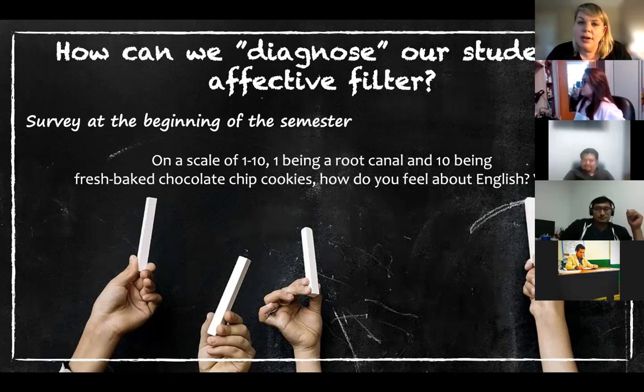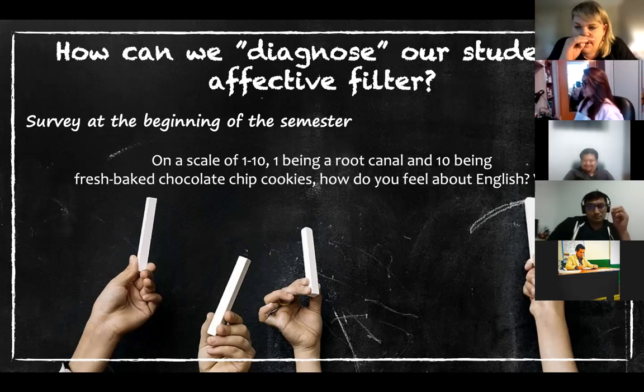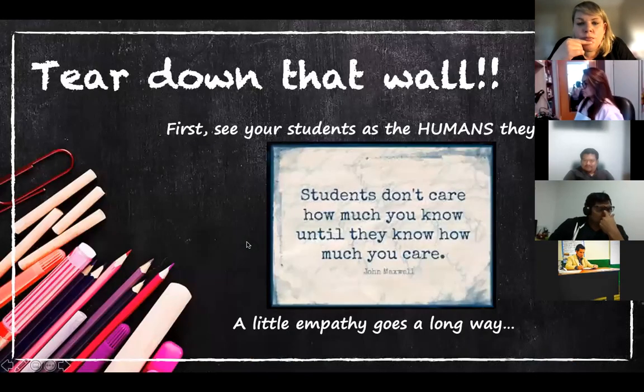Because if your students already have a low affective filter, then you're good. But if they have a high affective filter, then you're going to have to work on not only giving them comprehensible input, but also lowering those affective filters. And I'll give you some techniques on how to do that. So this is a good survey to start with.